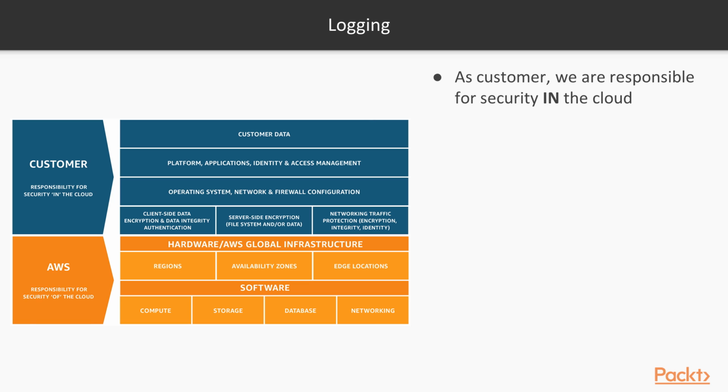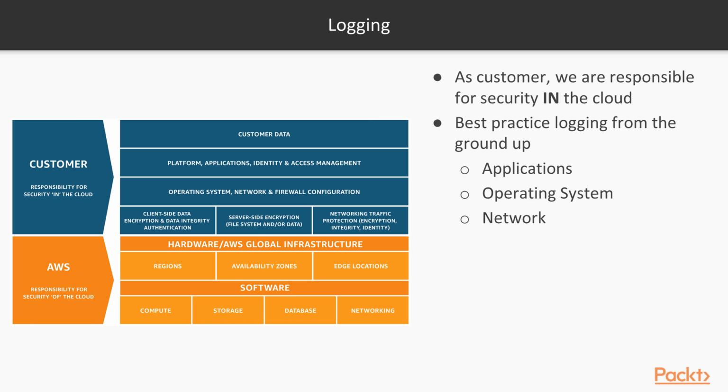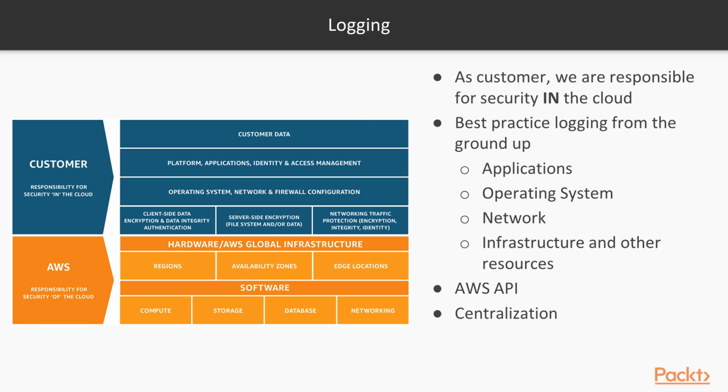So remember, as customer, we are responsible for security in the cloud. The best practice is to take care of the logging from the ground up, like applications, the operating system, the network, infrastructure, and other resources. And also we have to take care of what is going on through the AWS API. Remember that in AWS, our data center is an API, and we have to take care of everything that is created, changed, or used by the API. So it's also important to take care of the API calls, etc. And to have everything centralized to make sure that we are controlling and recording everything.